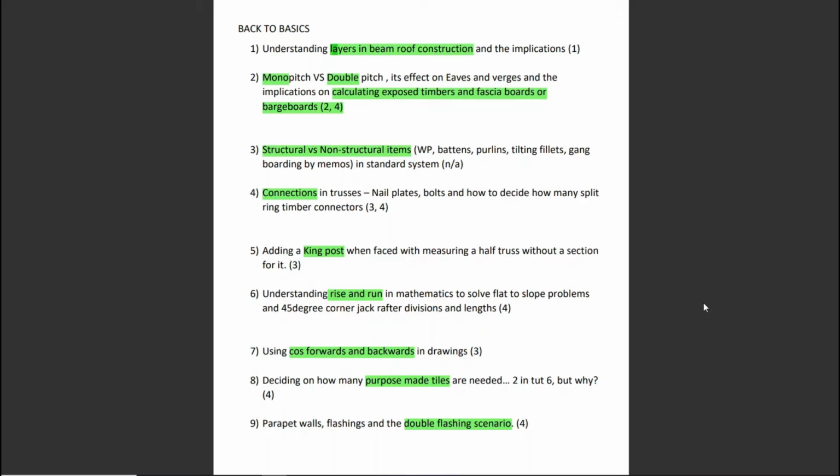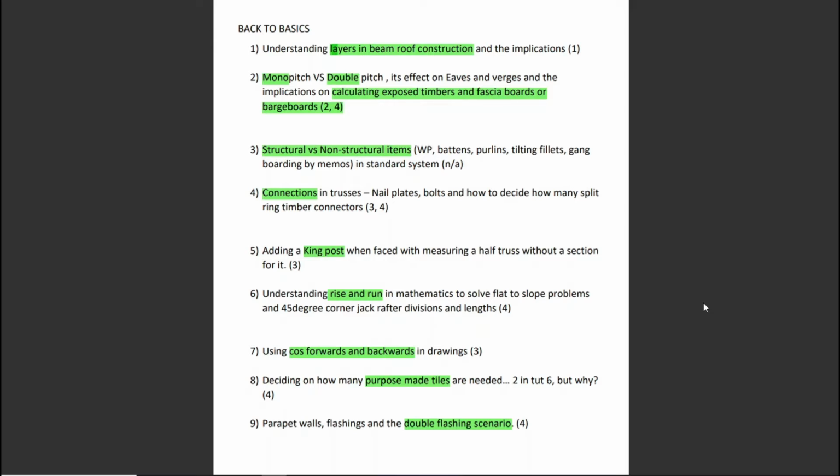We're going to have a situation where you need to add a king post. Point number 5, that is where you're not given a half truss. Maybe you need to figure something out about how to support the center of your half truss when it's not given as a section, and you're going to have to add a king post.